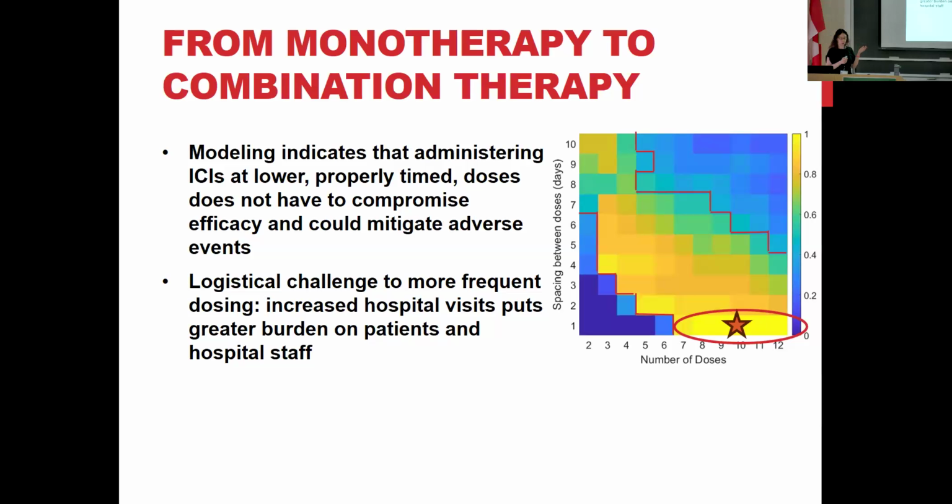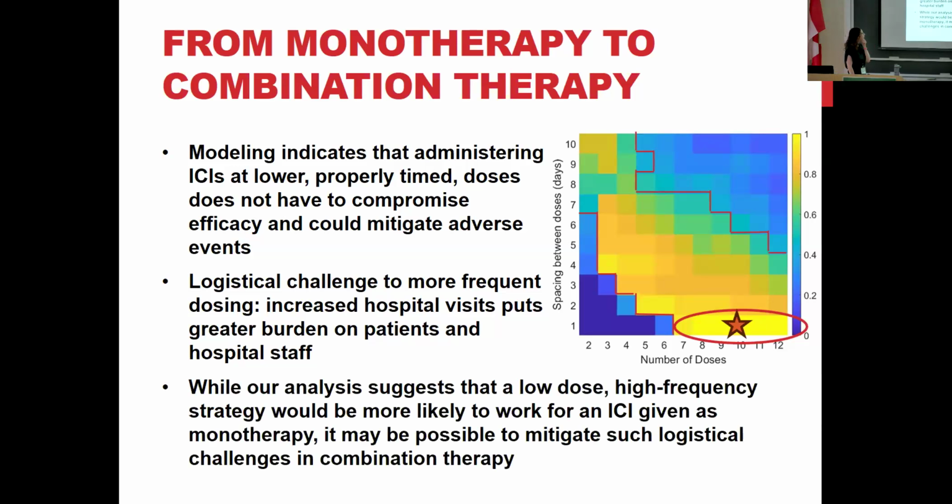So the challenge of the protocol we're suggesting is that it's not only lower doses, but it's giving them really close together. More frequent hospital visits, more hospital resources, that could be a problem. So then we asked, can we use the model to try to identify a combination partner? So maybe we don't have to use this full schedule. And what would that combination partner be?